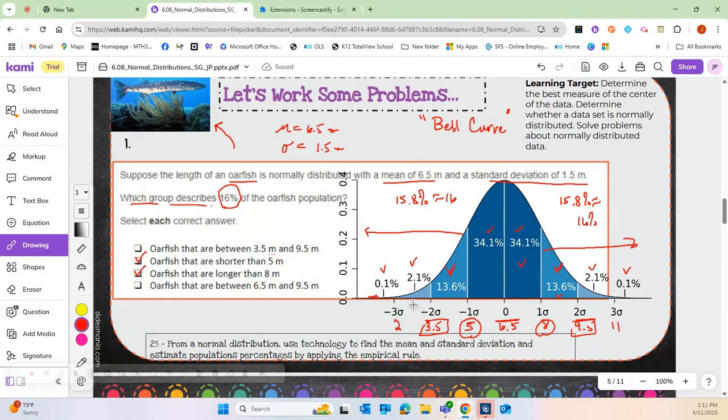It all starts with labeling your x-axis here with your mean, adding your standard deviations when you go to the right, and subtracting your standard deviations when you go to the left, and then looking at the percents that are under the curve.